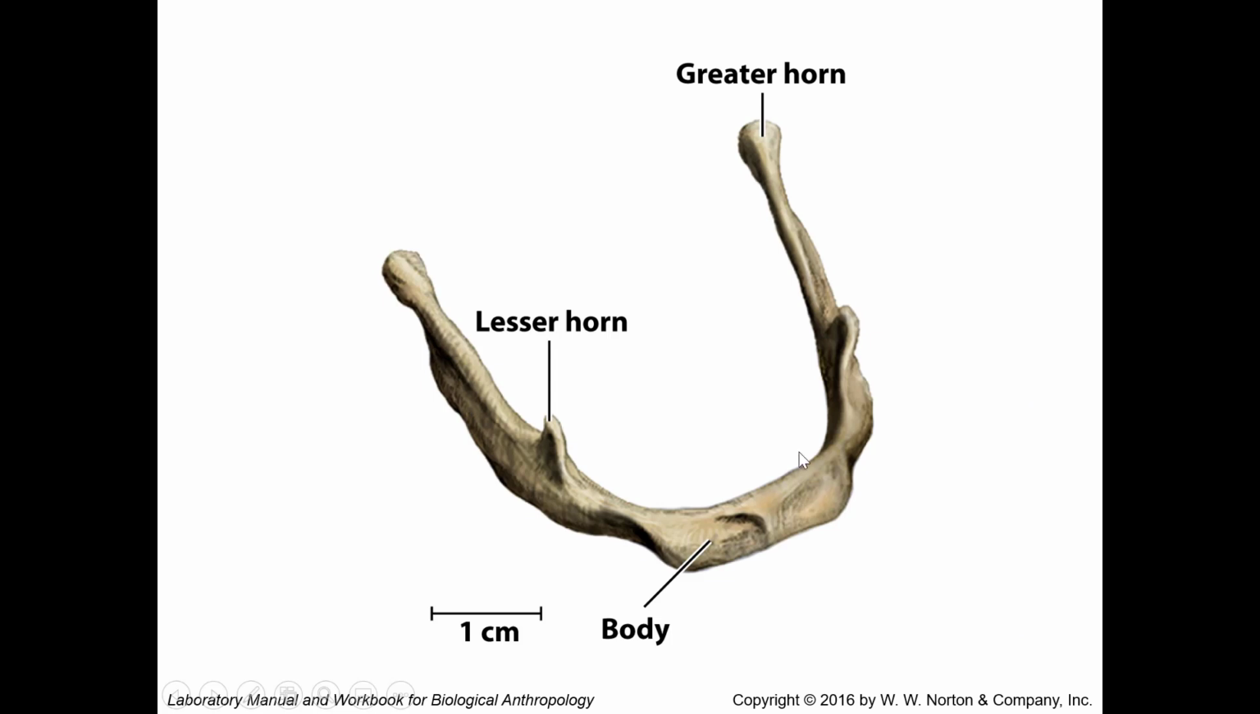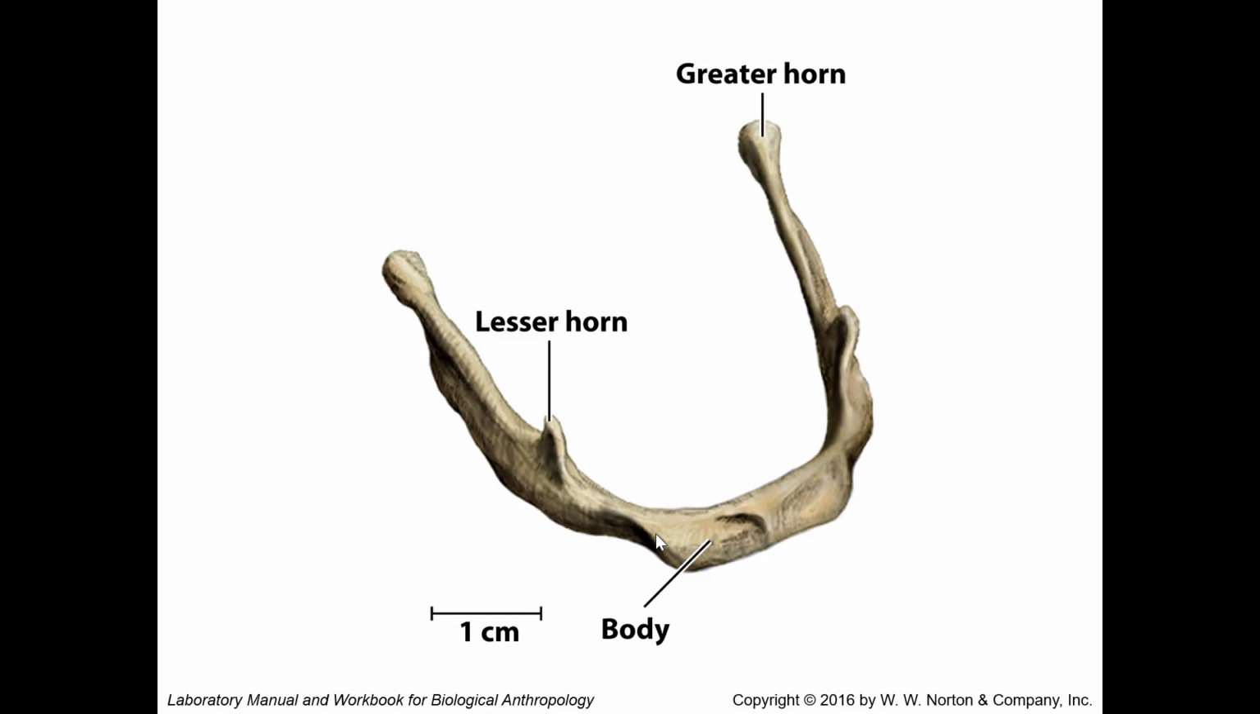So you've got your body, which is the larger central area. You've got your greater horns, which are on the back. These form the posterior ends. And then you've got your lesser horns, which are small projections on the superior surface of the body, right? And all of these are important for the attachments of various muscles to help move the larynx and the tongue.